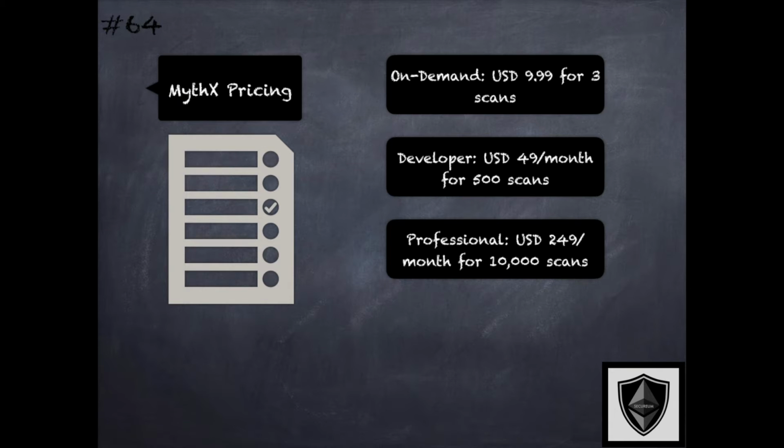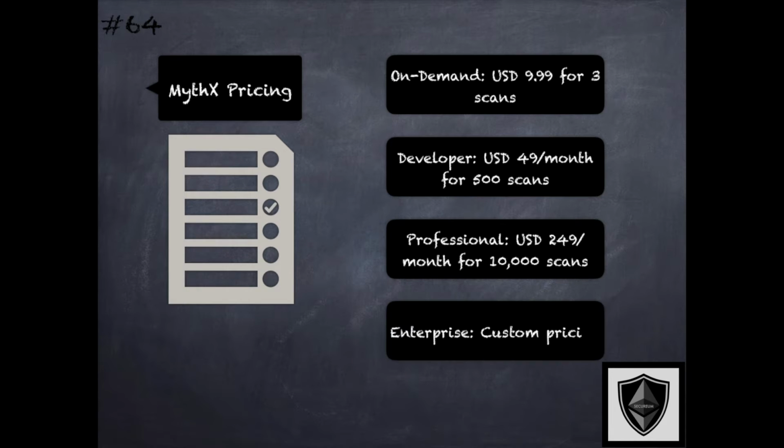The third one is a professional plan which costs $249 a month and gives access to all scan modes and 10,000 scans a month. And finally, there is an enterprise pricing plan that allows for custom pricing, where custom plans can be decided between a project team and Consensus Diligence that meets the team's specific needs.